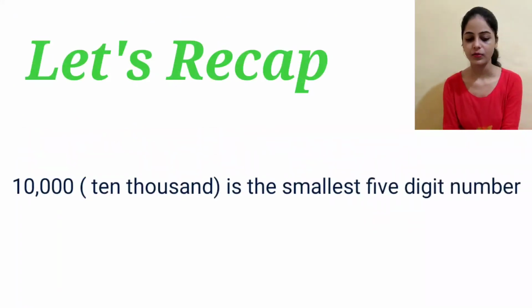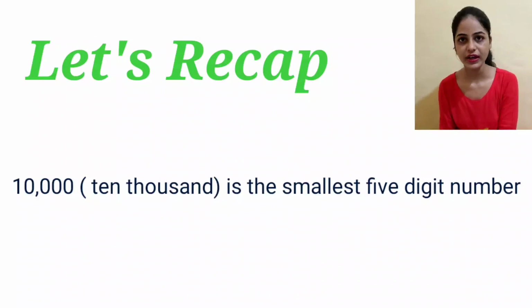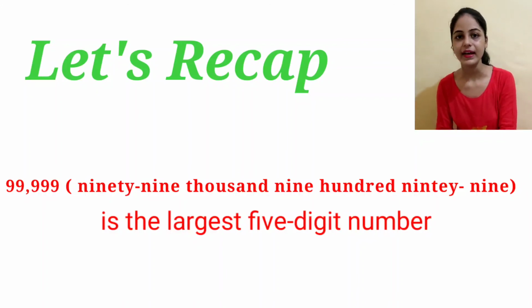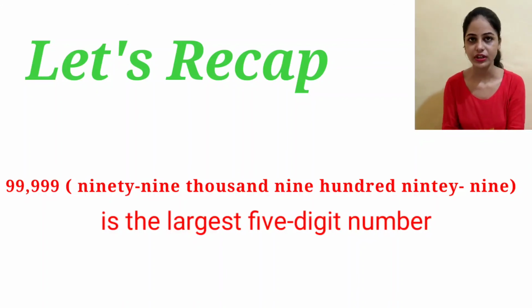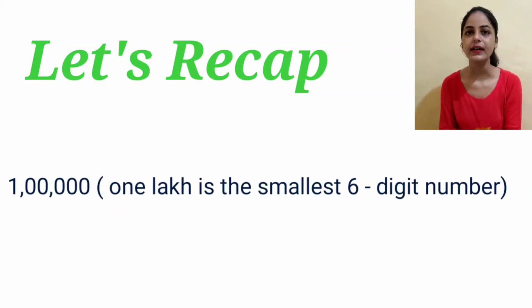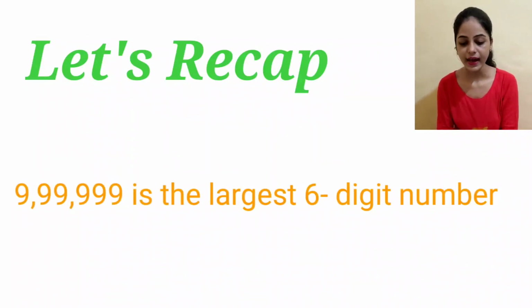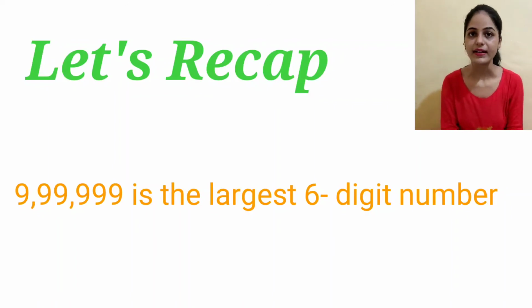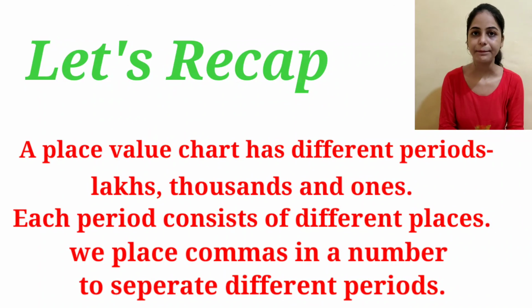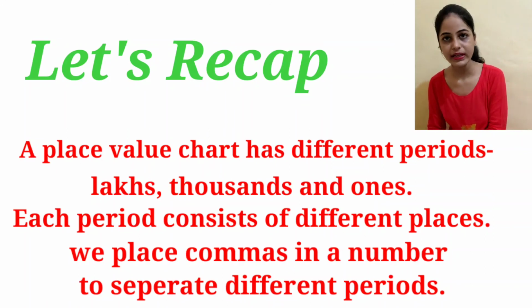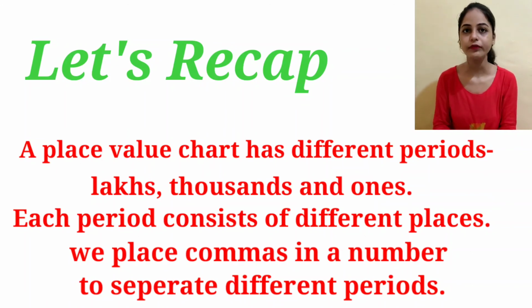Number 1, 10,000 is the smallest 5-digit number. Number 2, 99,999 is the largest 5-digit number. 1 lakh is the smallest 6-digit number. 9,99,999 is the largest 6-digit number. And a place value chart has different periods: lakhs, thousands and ones. Each period consists of different places. We can put a comma to separate different periods.